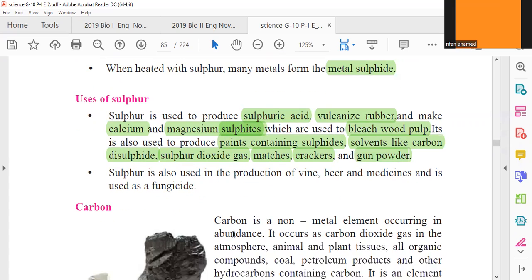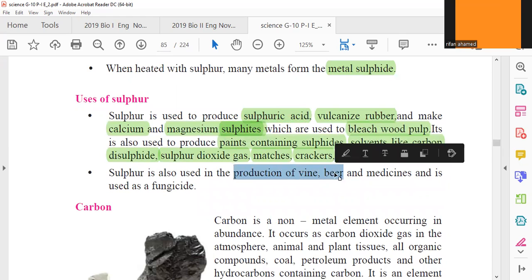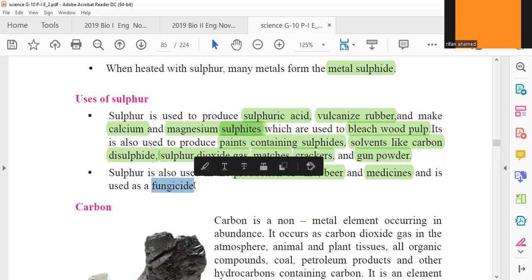Further, sulfur is used to produce drinks like wine and beer. Sulfur is used to make medicines, and sulfur is used as a fungicide, that means to kill fungus. So this is the total story behind sulphur.